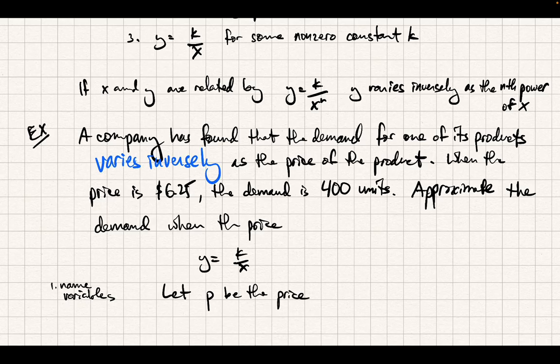Are there ever going to actually be problems written that give you "varies inversely"? Is it actually written like that? I mean, we're doing one right now.